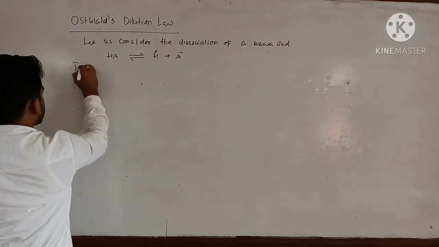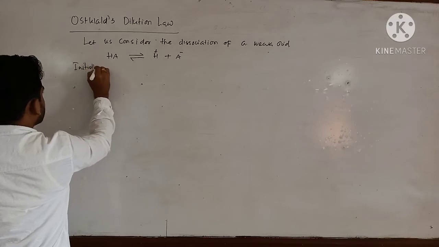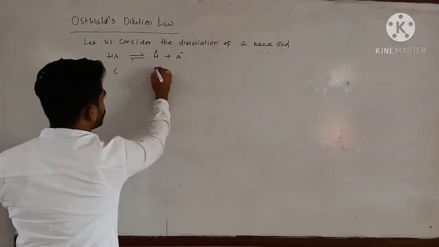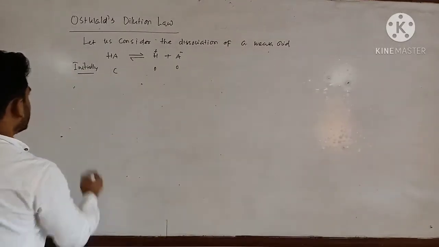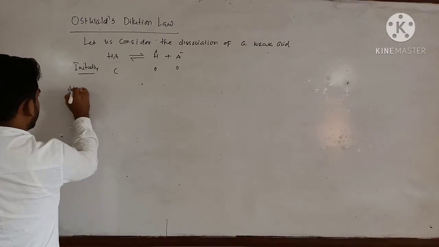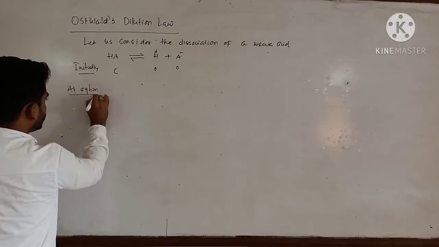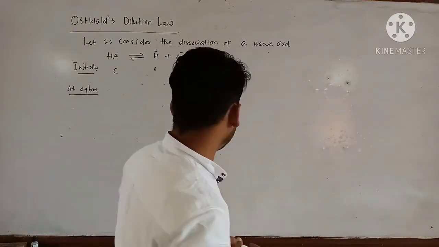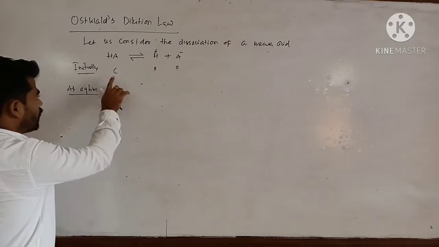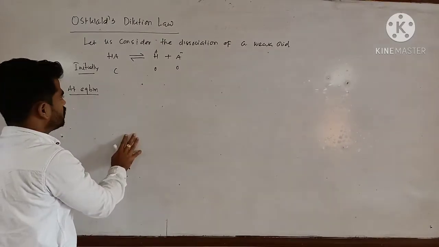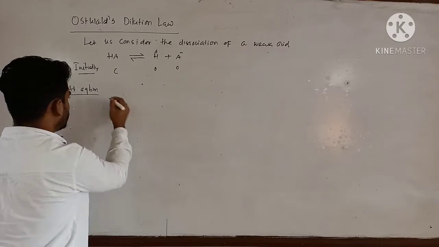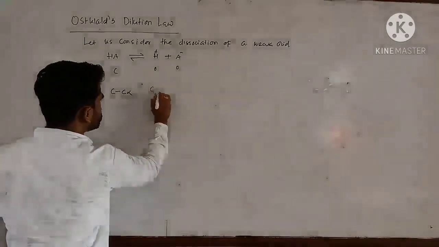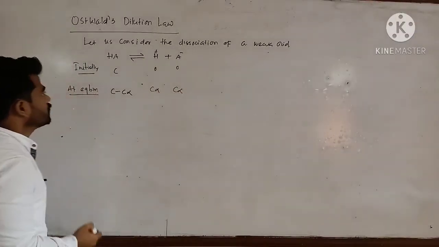Initially, let the concentration of HA be C, which we have considered. So no ionization is there. After equilibrium, suppose alpha is the degree of dissociation, which I have explained before. For 1 mole, alpha is the degree of dissociation, so for C mole, that will be C alpha. So the remaining concentration will be C minus C alpha, and here H plus will be C alpha, and this one will be C alpha.